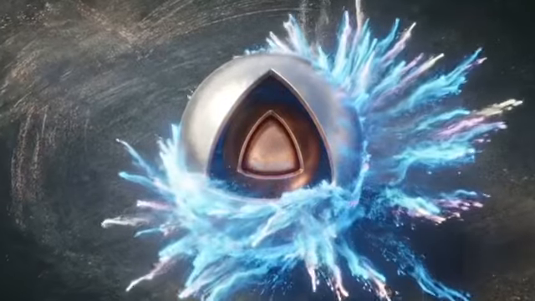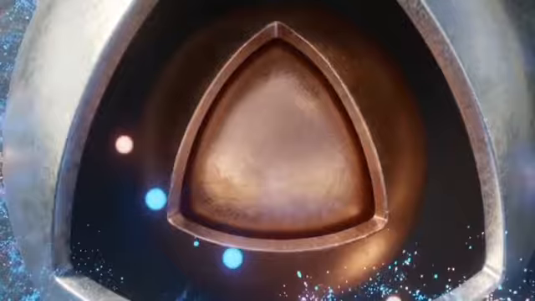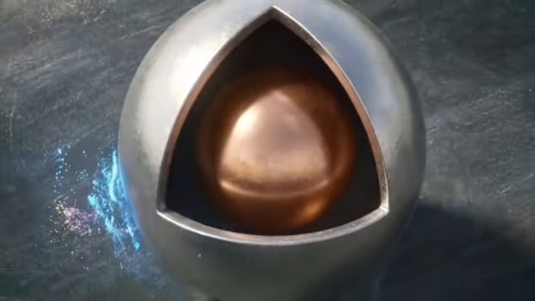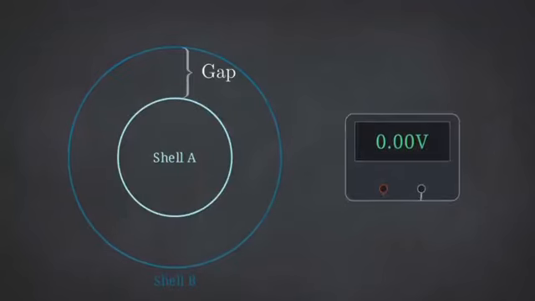Imagine a surge of electrical charge hitting a conductive system. This specific system consists of an inner shell A and an outer shell B, separated by a distinct physical gap. A voltmeter placed across this gap records a steady potential difference, a direct measure of the electrical work required to move a charge between these two boundaries.